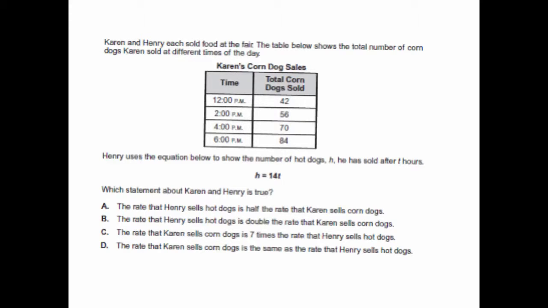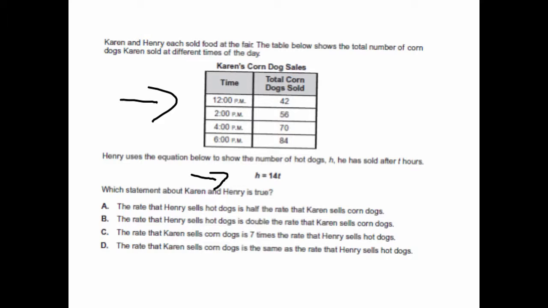Alright, so Karen and Henry each sold food at the fair. The table below shows the total number of corn dogs Karen sold at different times of the day. So Karen's information is all in this table. Henry uses the equation below to show the number of hot dogs he sold after T hours. So what I see from this is that he is selling about 14 hot dogs per hour. Which statement about Karen and Henry is true?